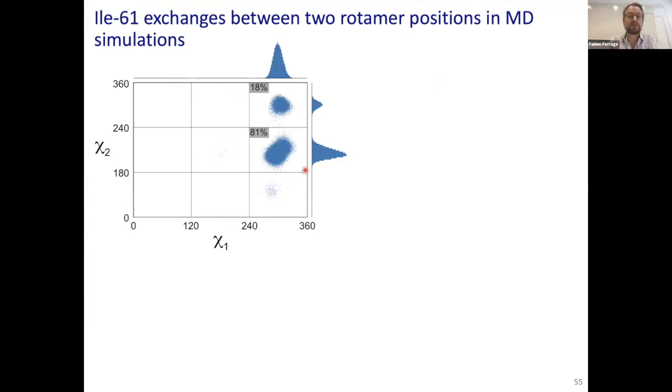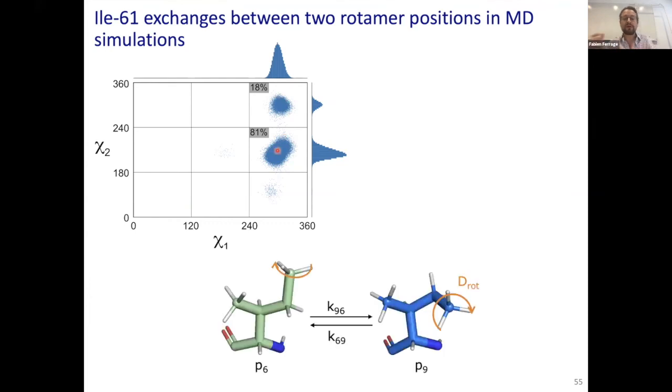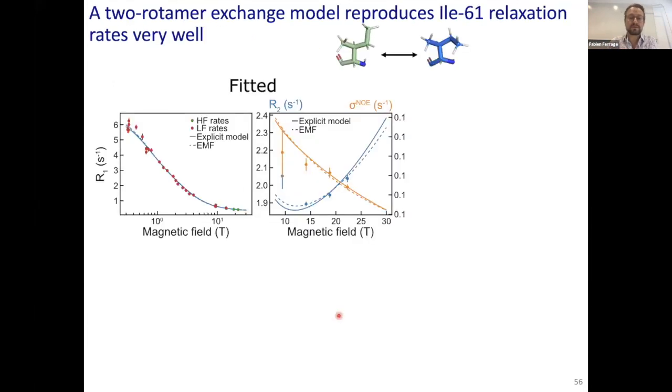Molecular dynamics simulations tell us that we have only two rotameric states that are populated. So actually, we need very few parameters to describe explicitly these motions. What we need is a diffusion constant for the methyl group rotation and the exchange rate between these two positions. So basically, one population and one kinetic constant.